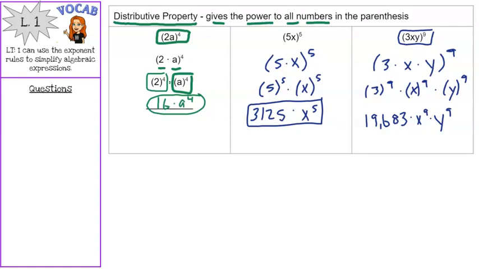And that is all on the properties of exponents. So go ahead and move into your practice.